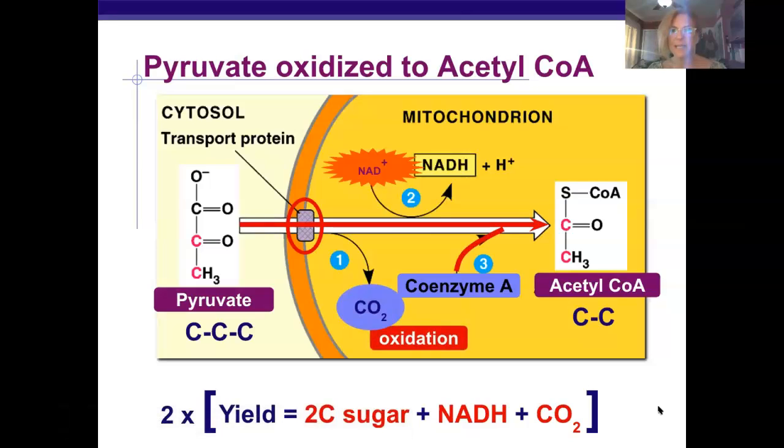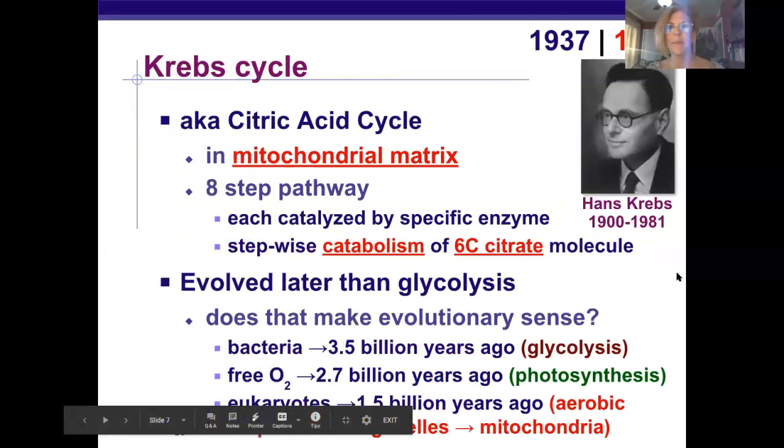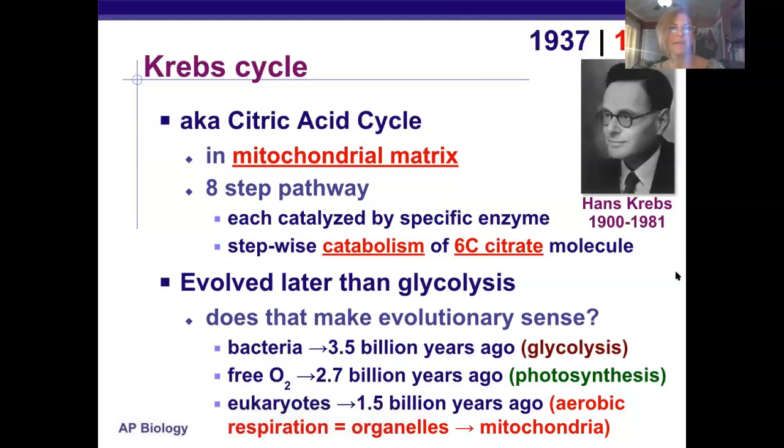So this is oxidation because you are stripping off electrons, stripping off hydrogen. Lots of things happening here. So NAD is an electron carrier. It's like putting electrons in the bank. The Krebs cycle is named after Hans Krebs back in 1937. So he was like 37 years old.